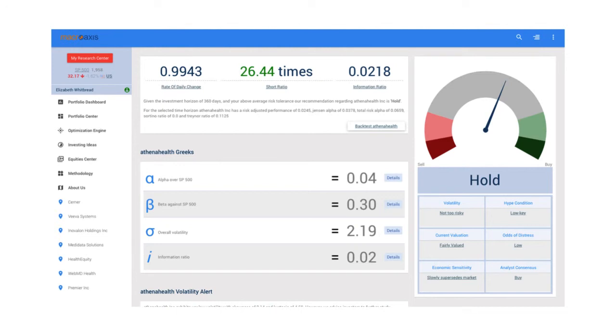So the stock is maybe not growing as fast as it was before, and so that's recommending that you hold. That is the information that I found on Athena Health.